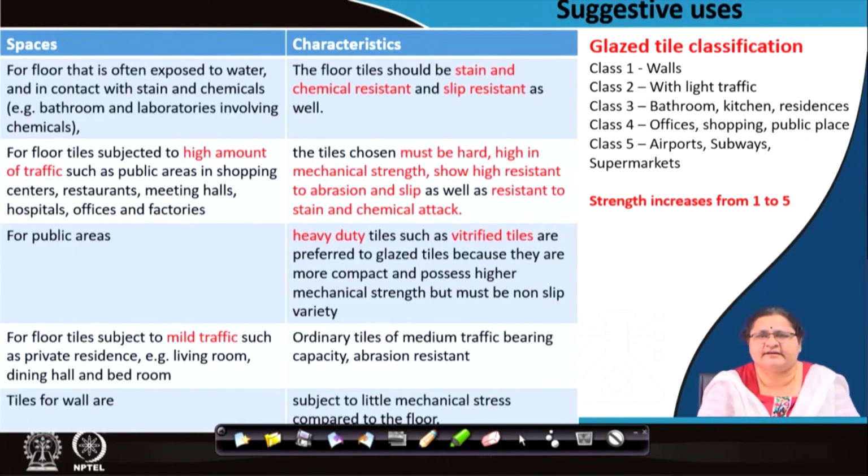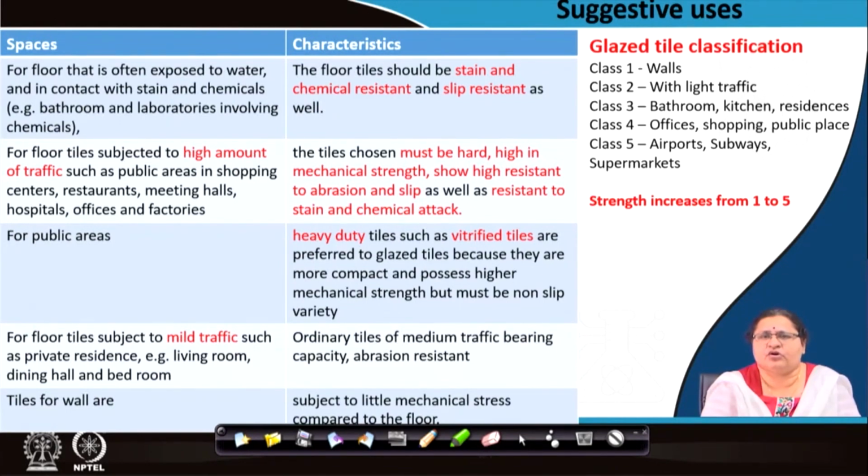Here are some spaces and characteristics given to you all so that you can go through and find out in which kind of environment you need which kind of tile. Say bathrooms, laboratories where chemicals are involved, you require stain and chemical resistant, obviously slip resistant. High amount of traffic such as hospitals, shopping centers, restaurants, meeting halls, you will see much hardness, high mechanical strength, resistant to abrasion, and slip resistance has to be high. So, that kind of flooring will be desired. For public areas, you require heavy duty, maybe vitrified tiles. For busy areas, you require vitrified tiles, airports, railway stations.